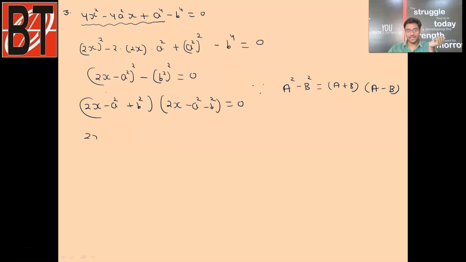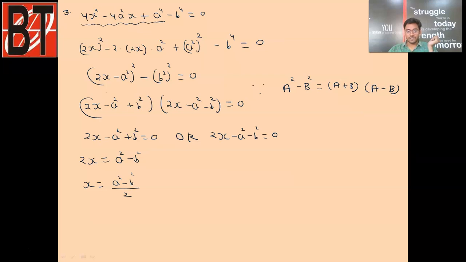So either 2x minus a square plus b square is equal to 0, or 2x minus a square minus b square equal to 0. So students, 2x is equal to, if I transpose in the right hand side, I will have plus a square minus b square. So the value of x is going to be (a square minus b square) upon 2.